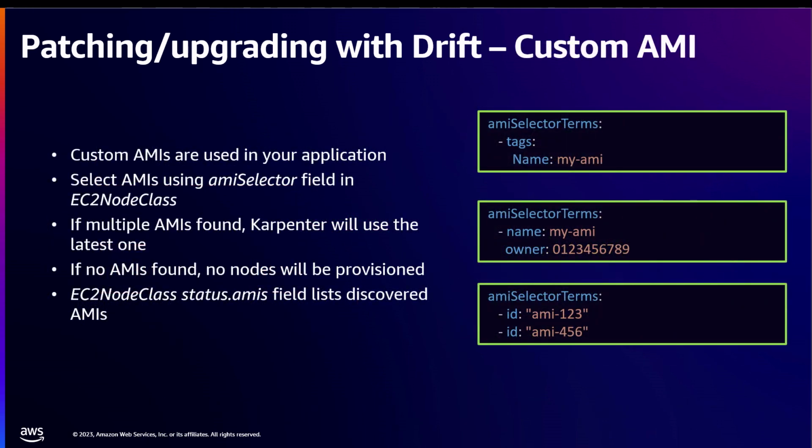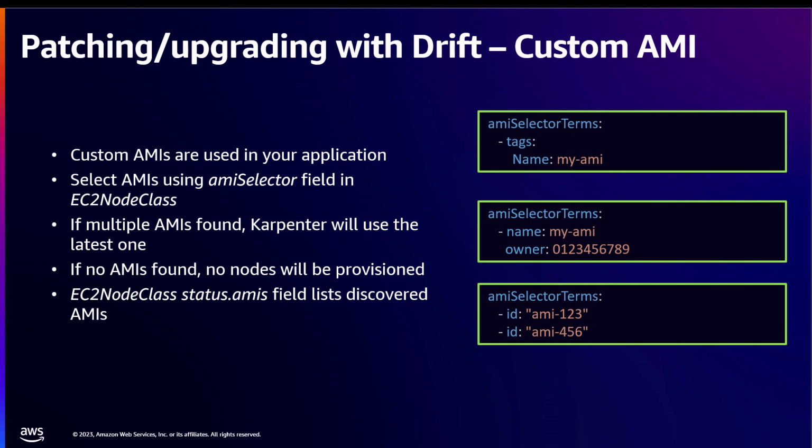Now, some of you may be thinking, oh, this is great, but what about custom AMI? So Karpenter supports custom AMI as well. You can select AMI using an AMI selector field in the EC2 node class. You could select using tags, you can select using name and account IDs, or simply by the ID of the AMI. If multiple AMIs satisfy your criteria, then the latest AMI will be used. If no AMI is selected, then no nodes will be provisioned.